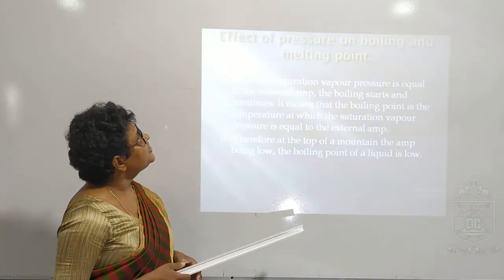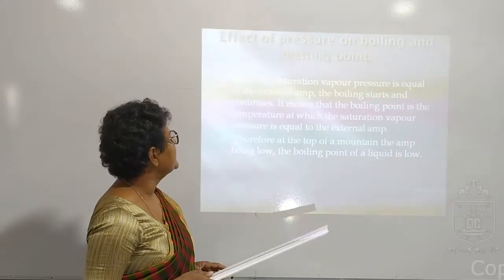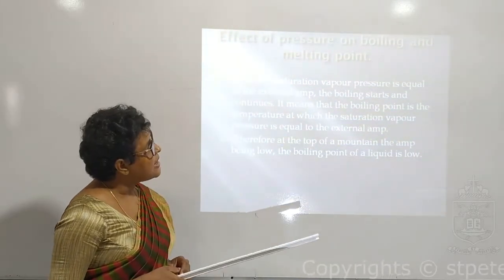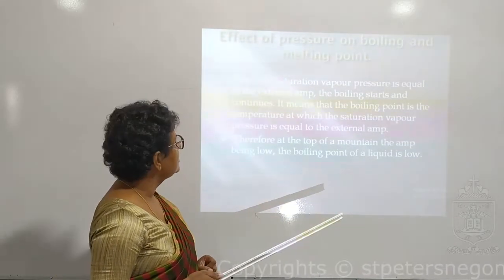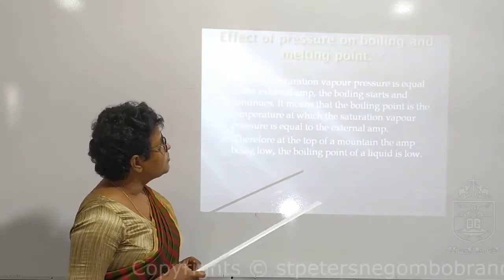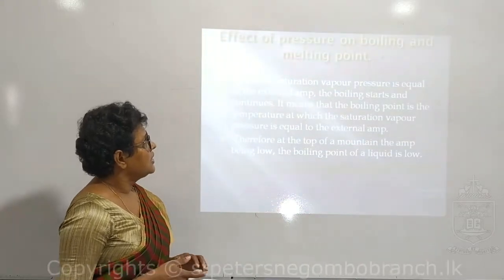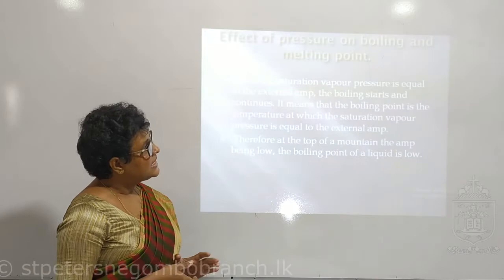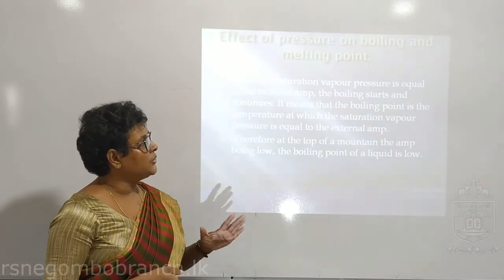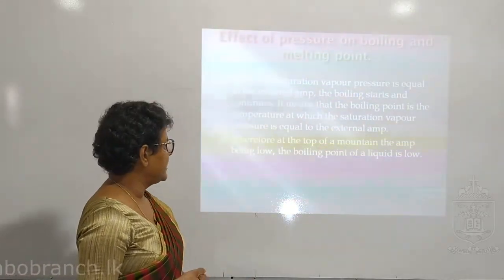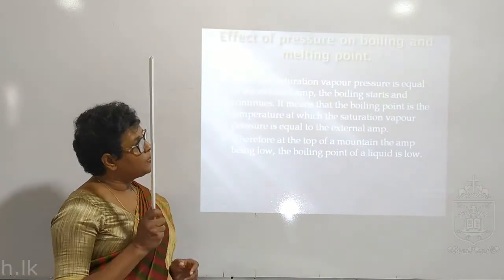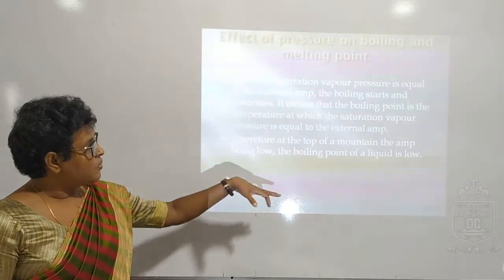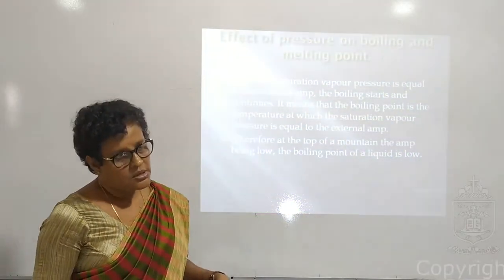Effect of pressure on boiling and melting points. When the saturation vapor pressure is equal to the external atmospheric pressure, the boiling starts and continues. It means that the boiling point is the temperature at which the saturation vapor pressure is equal to the external atmospheric pressure. Therefore, at the top of a mountain, the atmospheric pressure being low, the boiling point of a liquid is also low, right?